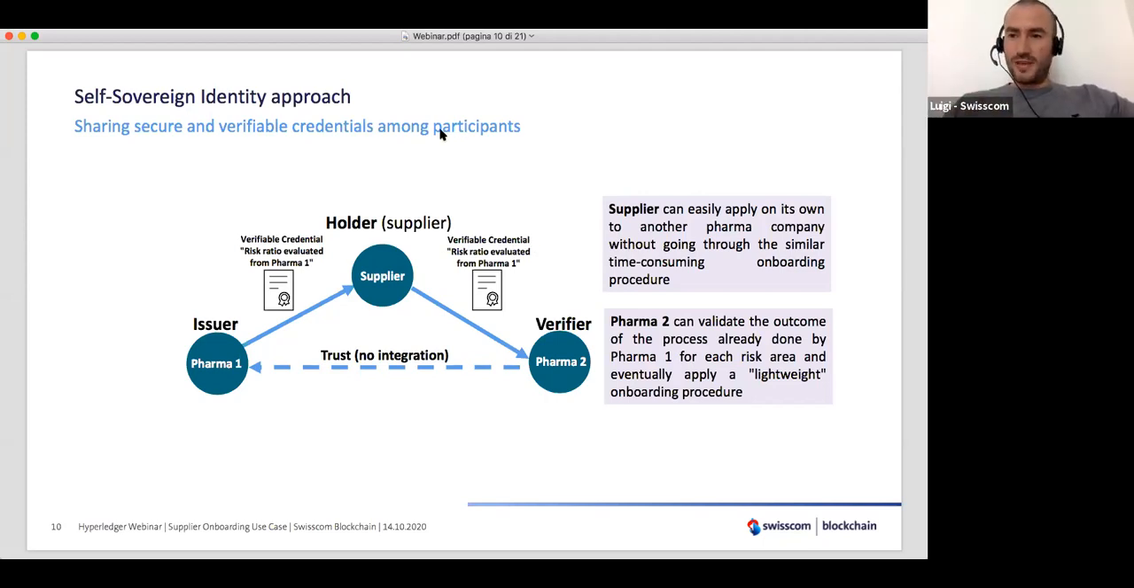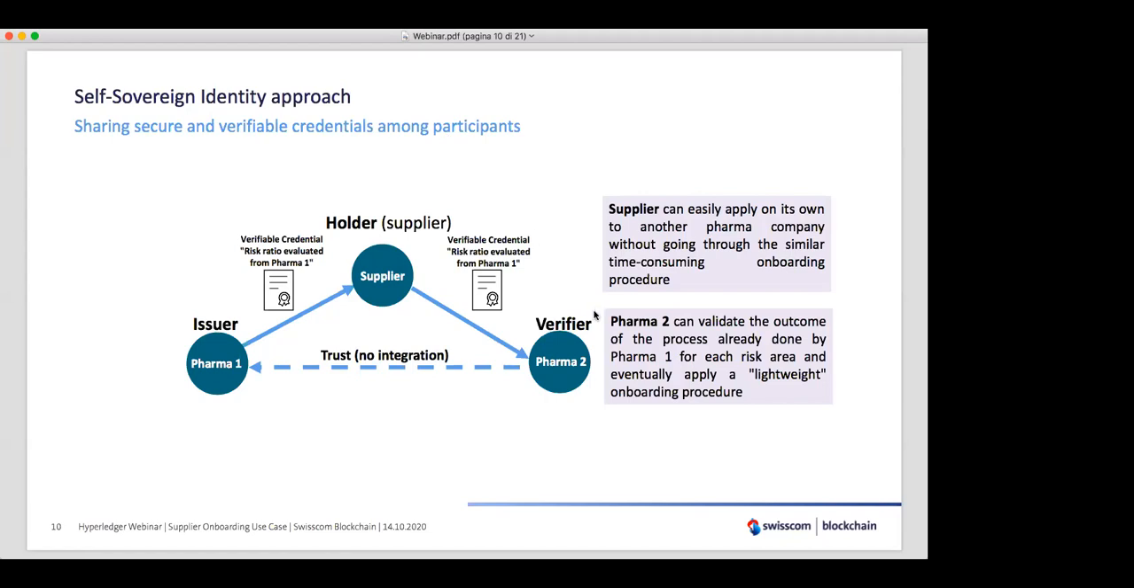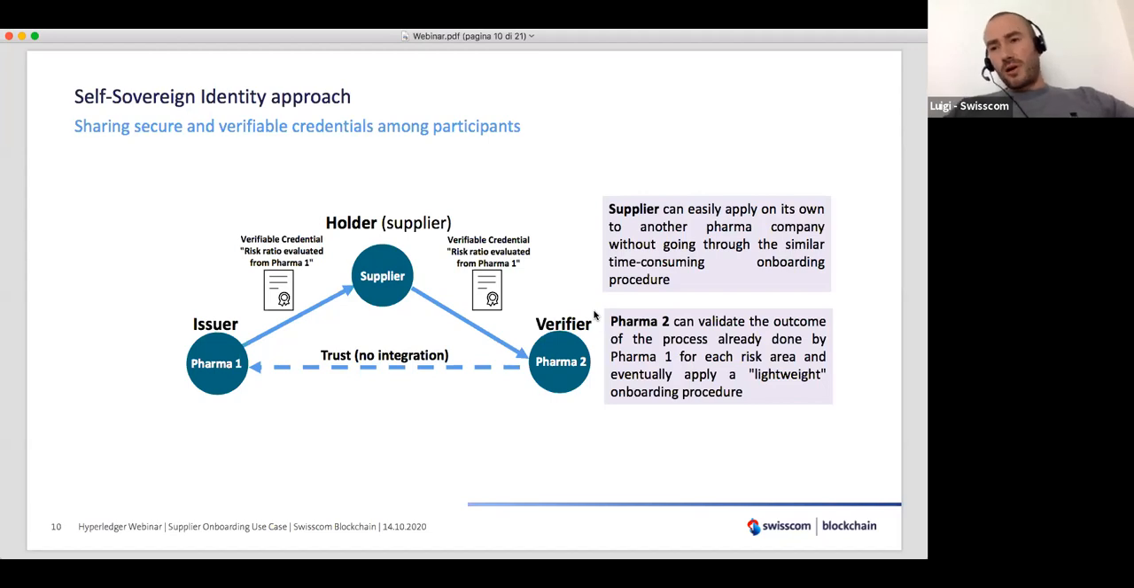In the meantime, I was thinking about the answer. No, so as I was mentioning before, right now the idea is that for Pharma 2, it's up to them to decide how much importance to give to this particular verifiable credential. And the idea behind it is that most pharma companies, based on the level of the risk ratio that they need to evaluate, could decide to bring the supplier through just a lightweight onboarding instead of a full onboarding.